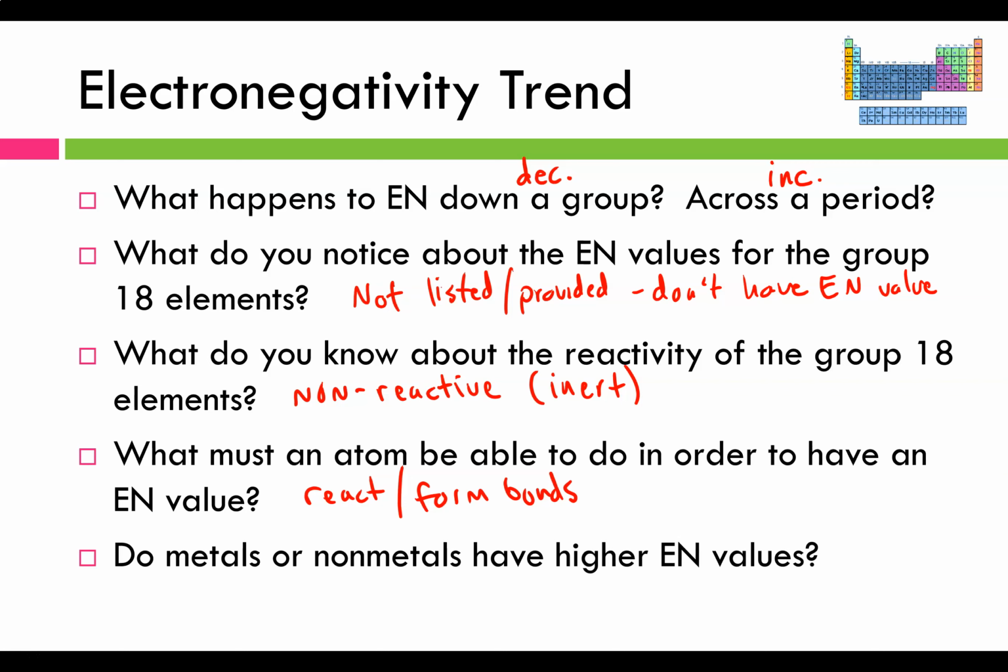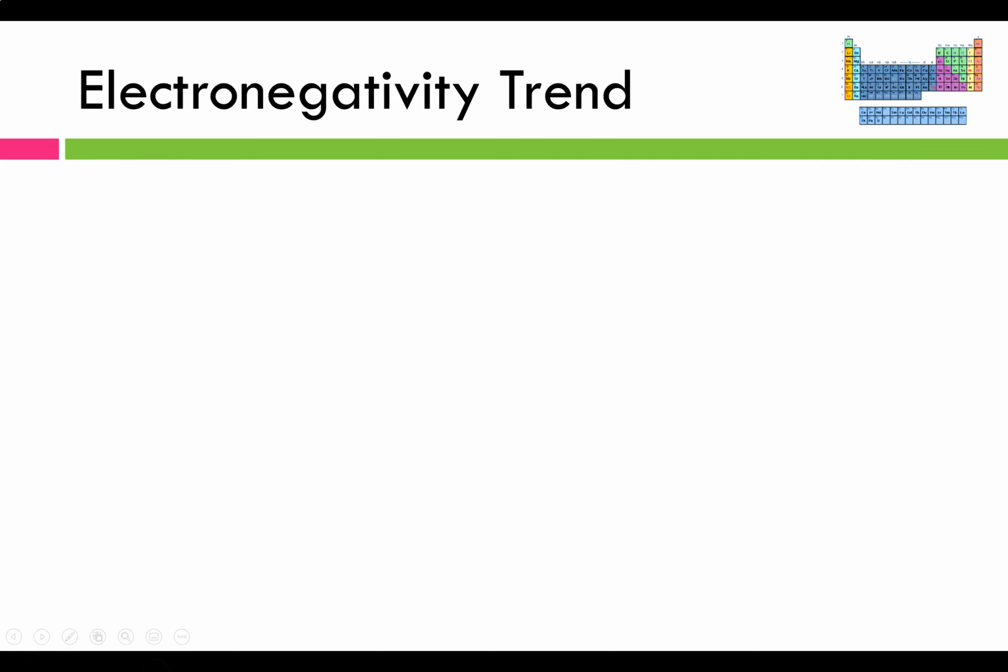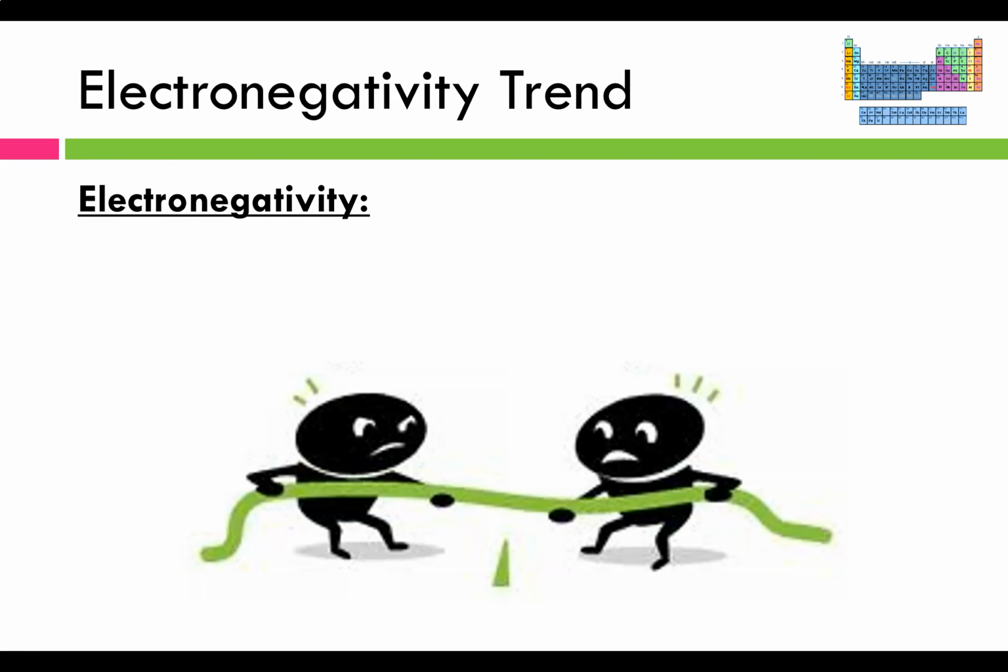Do metals or nonmetals have higher electronegativity values? Well, we know the metals are on the left side of the table, and as we make our way to the right, electronegativity values increase. So nonmetals have the higher electronegativity values. All right, so what could electronegativity be measuring? I'll give you a hint. We're working our way there. Think about tug of war. What might be like the rope in this tug of war game?